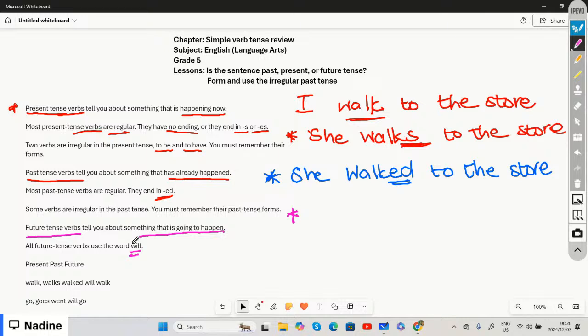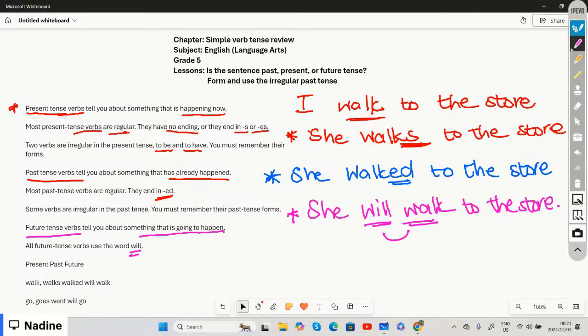And if we were to use this very same example for the future verb tense, we can say she will walk to the store. Remember, we said that will is added in front of the verb to show the future verb tense. And it shows that something is going to happen. It did not happen yet.